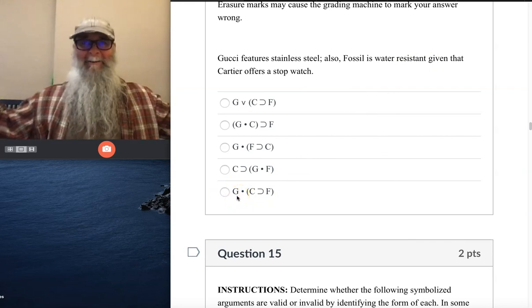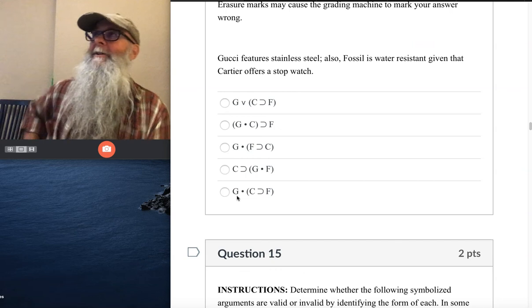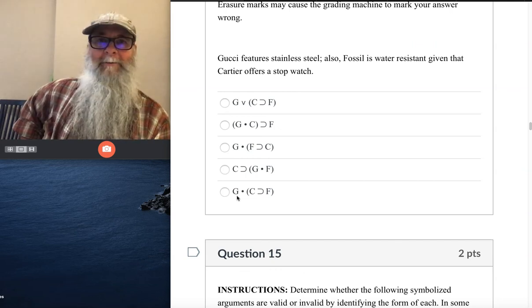So there's three freebies. You only have 31 other problems. Not even 31, it's probably more like 28 at this point to go.